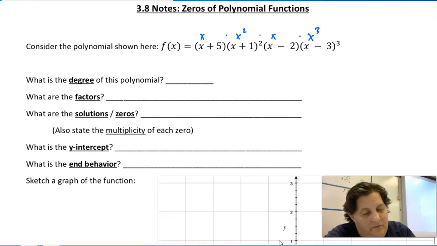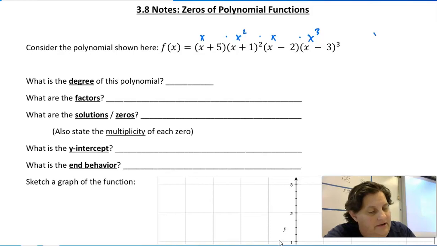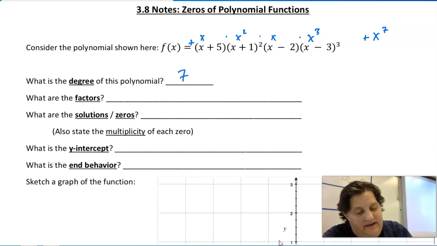So how many x's do I have? 1, 2, 3, 4, 5, 6, 7. So this is an x to the 7th, and it's positive. So the degree is 7. We'll come back and do the end behavior in just a second.